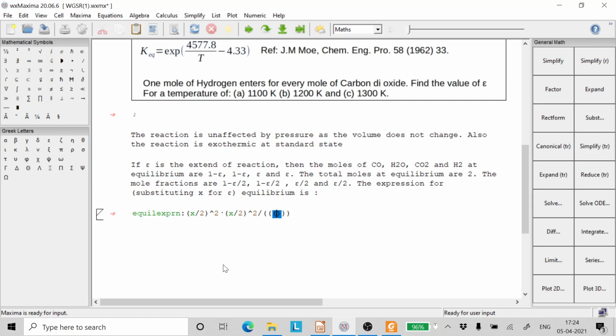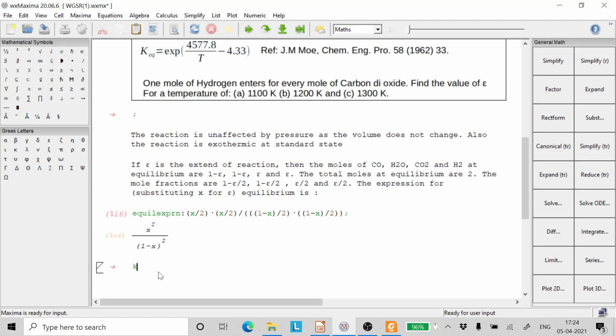So we are going to have here 1 minus x over 2, and the second one is also going to be similarly 1 minus x over 2. Pardon me, this should not have been there because the stoichiometric coefficient is 1 and not 2. And we get the resulting expression. Therefore, we have the resulting expression x square over 1 minus x square.